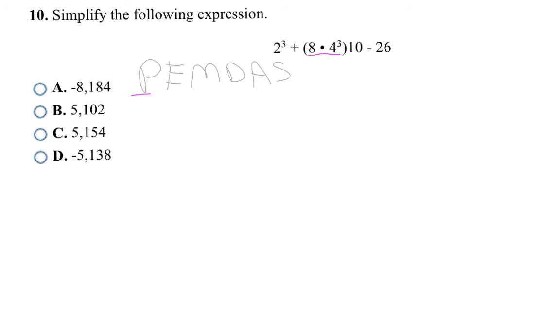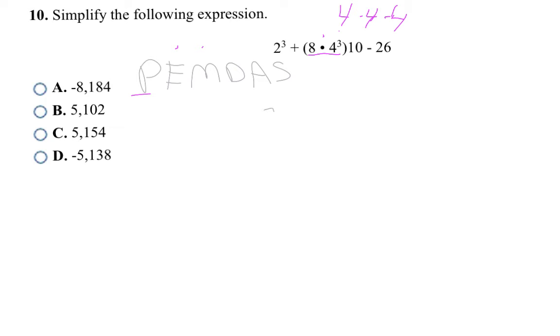And so when I look at inside of that parentheses, I have both multiplication and an exponent. Well, exponent comes before multiplication in my acronym, so I'm going to do that exponent first. So that's going to be 4 cubed. Remember, that means 4 times 4 times 4, not 4 times 3. So 4 times 4 times 4 is 64.